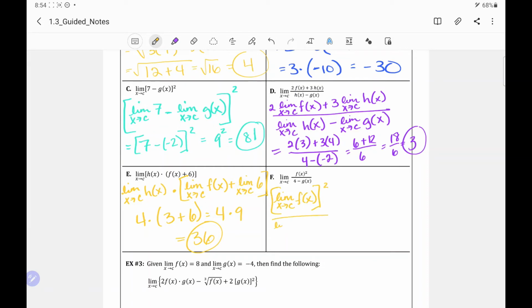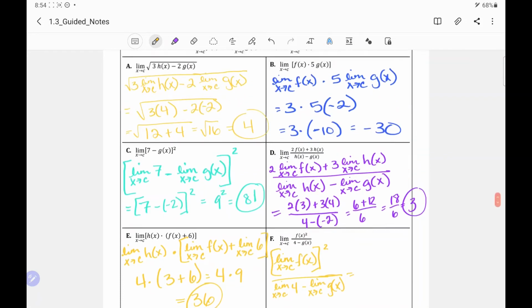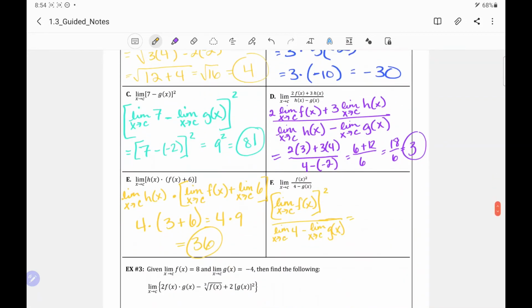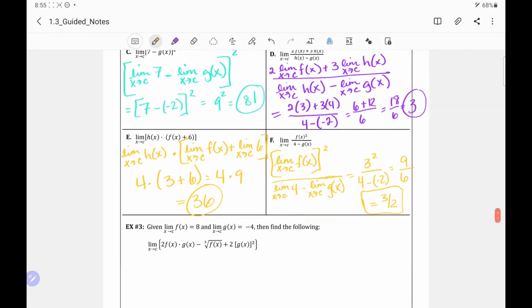Over the limit as x goes to c of 4 minus the limit as x goes to c of g of x. So on top, what did we say f of x is? It's 3. So I'm going to do 3 squared. And on the bottom, I'm going to have 4 minus -2. Simplify that. I've got 9 over 4 plus 2 is 6. Simplify that. We get 3/2. So there's our answer for letter F.